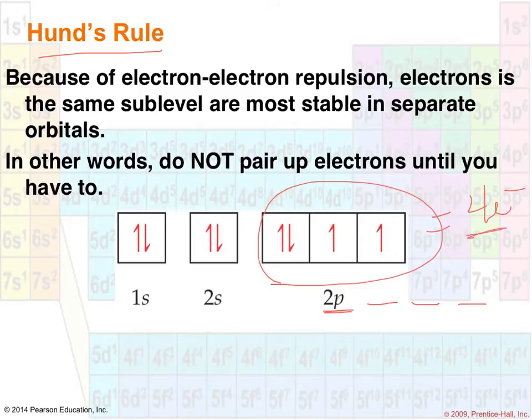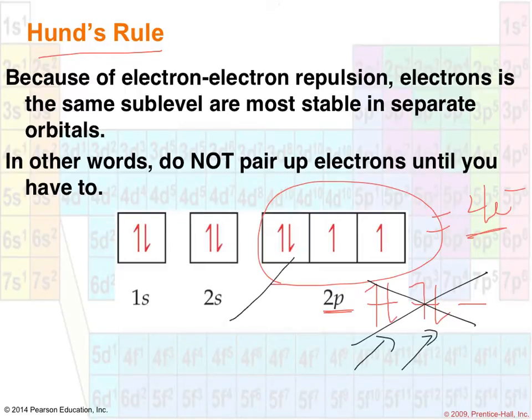So if I were to take these 4 electrons and place them into the p orbitals like this, that would be violating Hund's Rule because I have paired the electrons before I need to. So you basically always want to put electrons in equal energy orbitals as far apart from each other as possible. And that's to minimize the electron-electron repulsion.